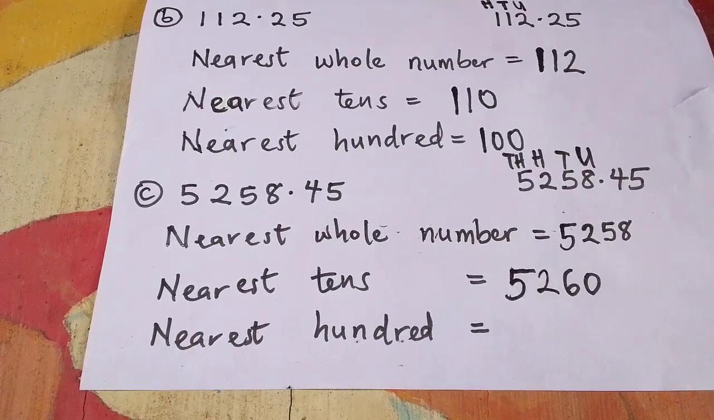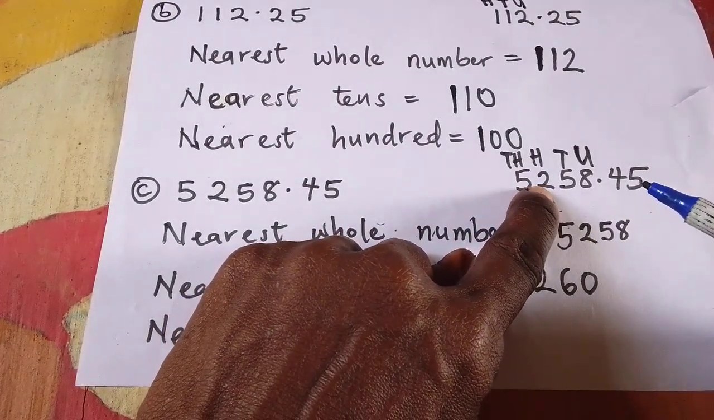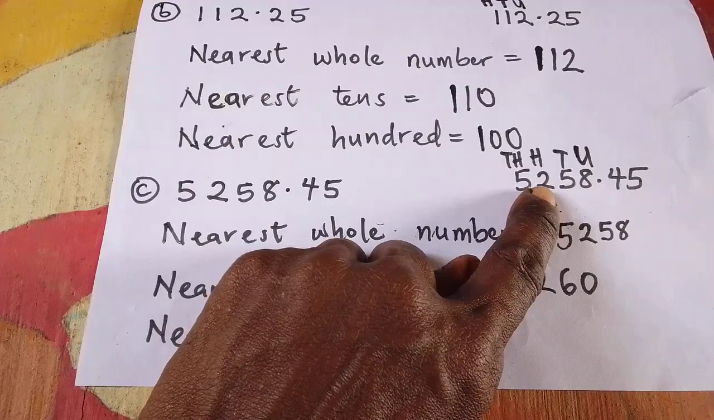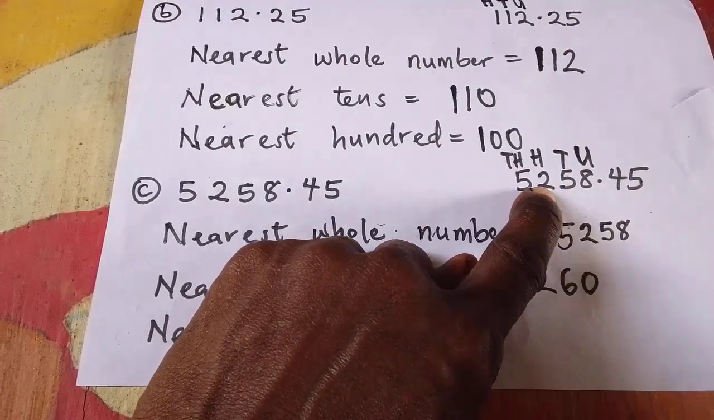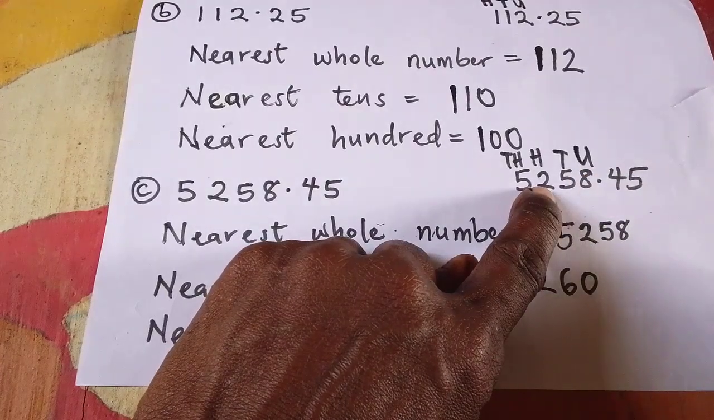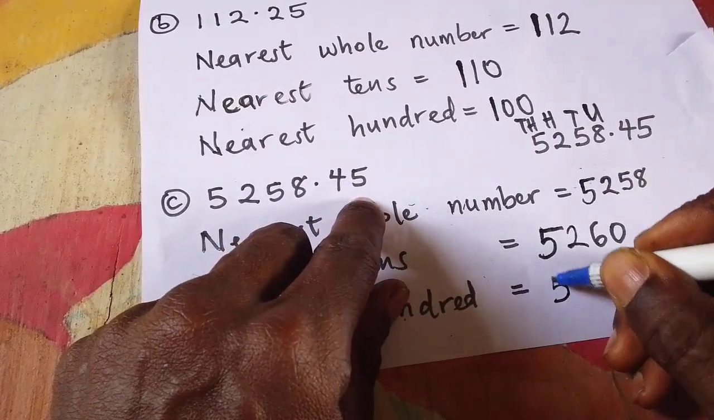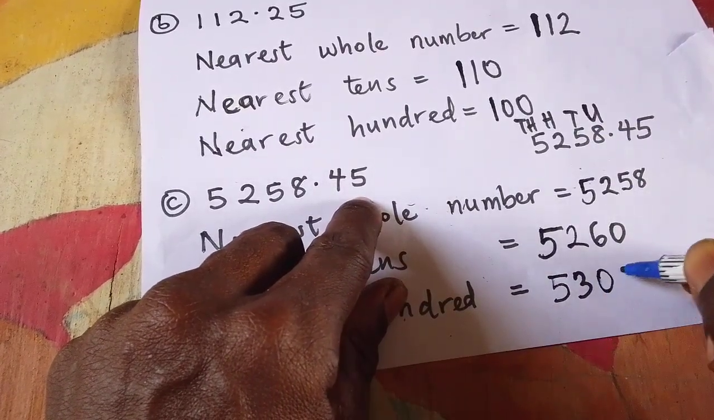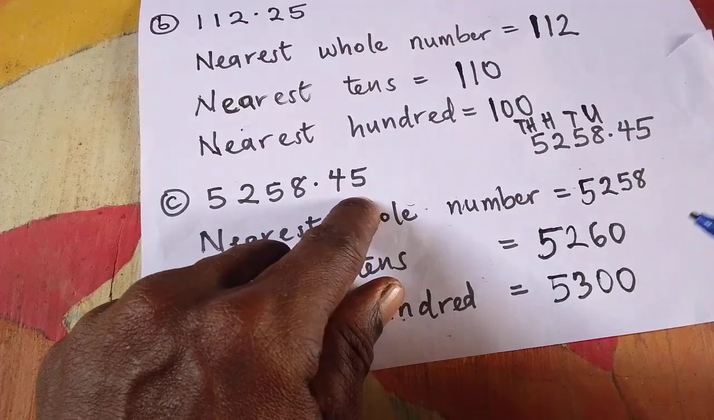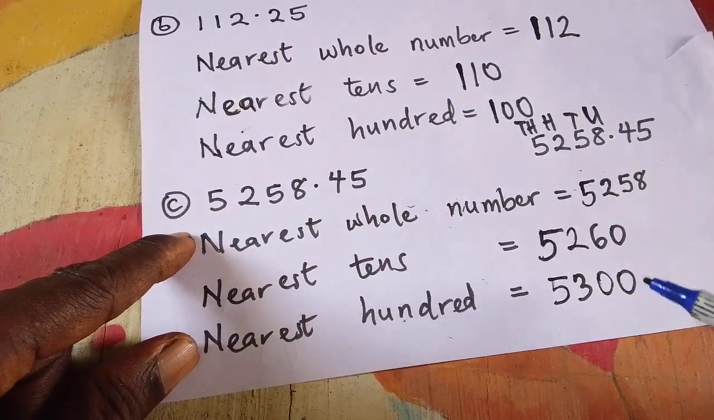Also, if I want to do this to the nearest 100, look at this. I'm having 2 under 100. The next number after 2 is 5. So since the number is up to 5, before I turn this other number to 0, I'm going to add 1 to this, making it 3. For these other ones, I'll put 0, 0. So that means my answer to the nearest 100 will be 5,300.